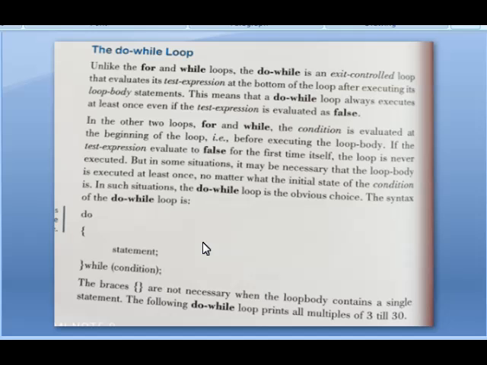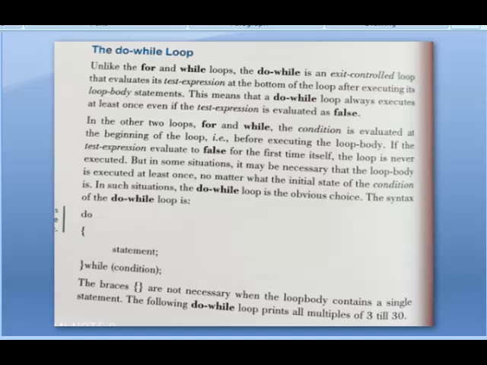So for that reason, this do while loop is called an exit control loop, and for and while loops are called entry control loops, because during the entry time they check the condition, then execute the statements. But in the do while loop, it will do the execution first and after that it will check the condition. So it is called an exit control loop.